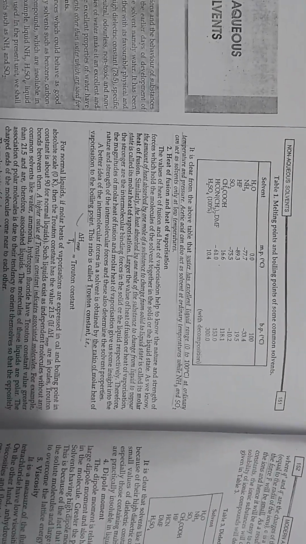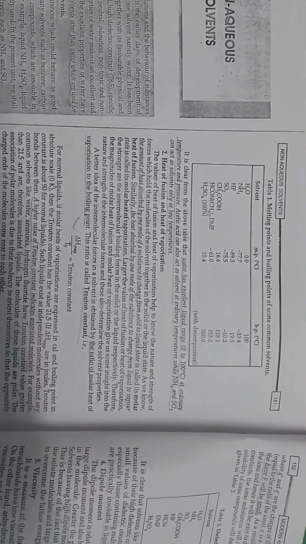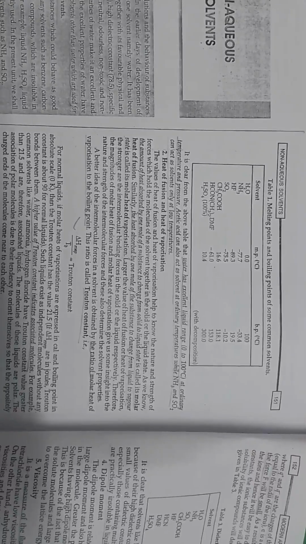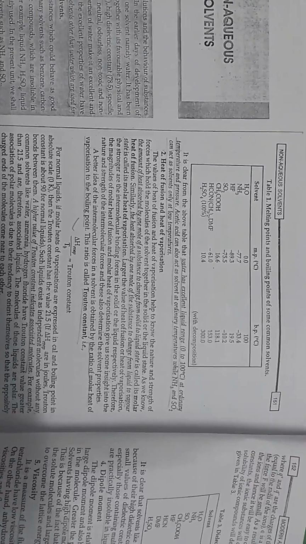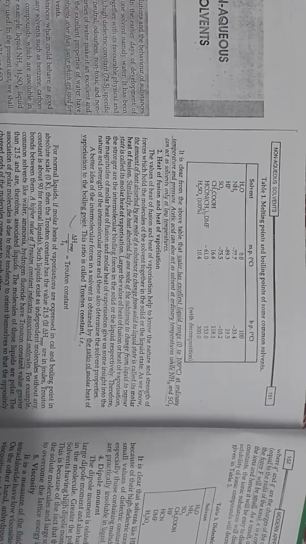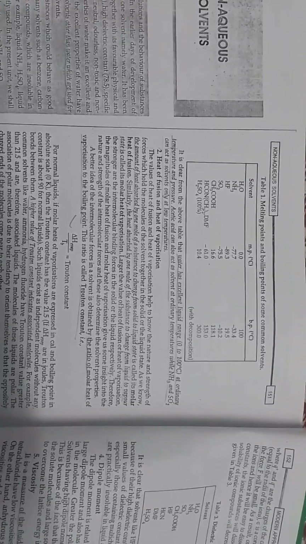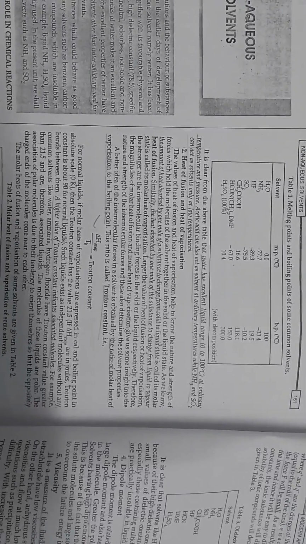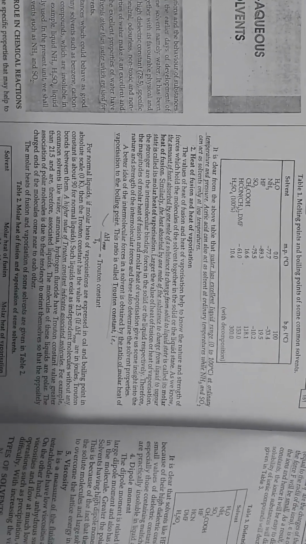It is clear from the above table that water has an excellent liquid range, 0 to 100 degrees Celsius, at ordinary temperature and pressure. Acetic acid can also act as a solvent at ordinary temperature, while NH3 and SO2 can act as solvents only at low temperature. Number 2. Heat of fusion and heat of vaporization.